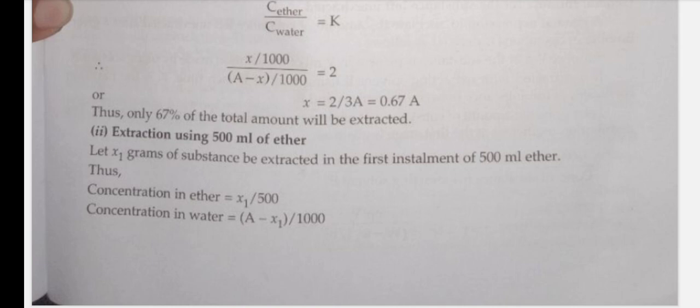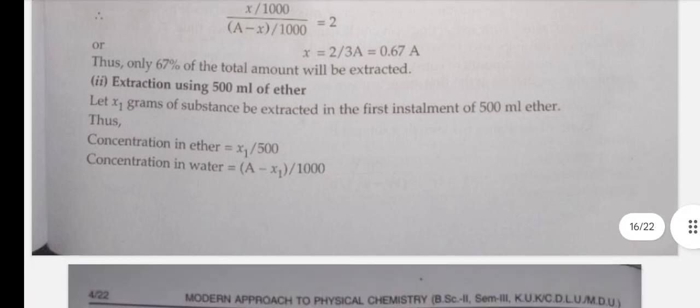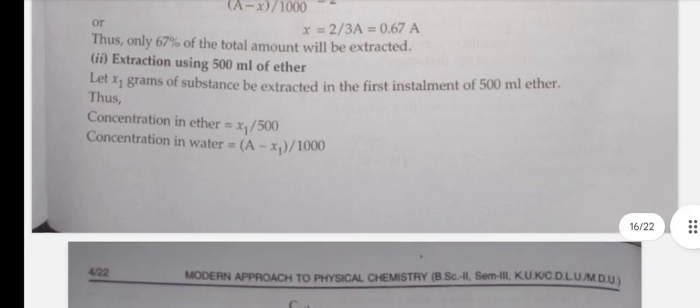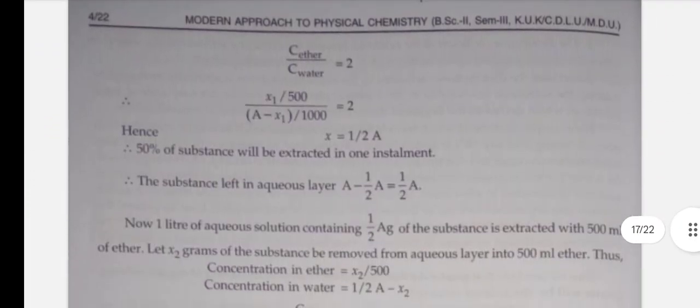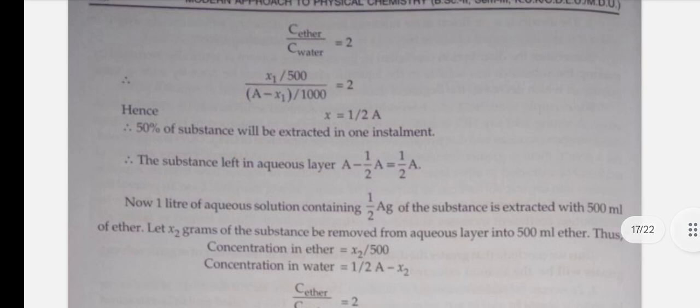Extraction using 500 ml of ether. Let x1 gram of substance be extracted in the first installment of 500 ml ether. The concentration in ether is x1 upon 500 and the concentration in water is (A minus x1) upon 1000. By this we get the value of x1 as 1 by 2 A. So 50% of the substance will be extracted in one installment. The substance left in the aqueous layer is A minus 1 by 2 A, which is equal to 1 by 2 A.